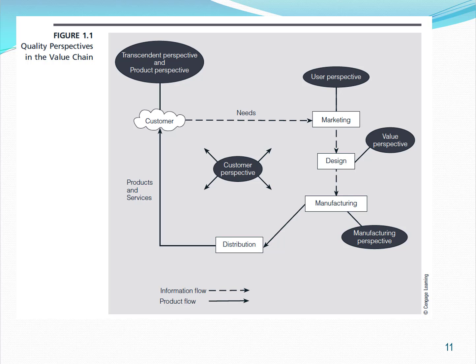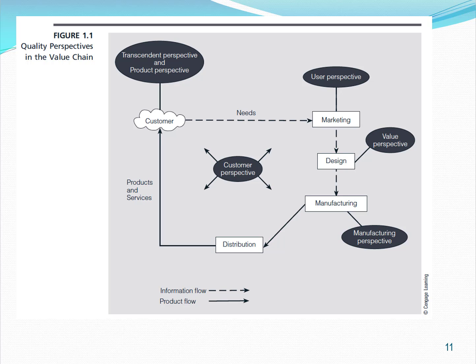From a design perspective, it's that value perspective. That would be the quality versus price of it, and we want to not over engineer or over build quality into our design, but we do want just enough of it that would get the job done. From a manufacturing perspective, we want meeting the specifications and the capability of the product.